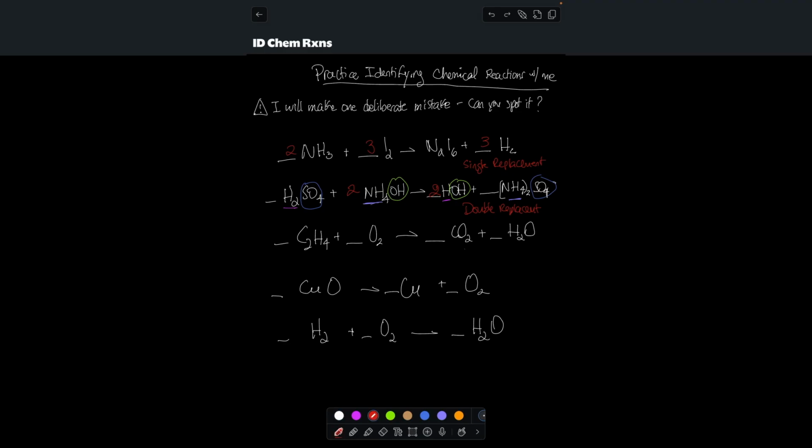Next, we have C2H4 plus O2 gives us CO2 plus H2O. So the first thing we want to do is notice that there is an even/odd number on the right side, right? We have 2 and then 1. That's a total of 3 oxygen. That's not good. You always want to have an even number if you can.